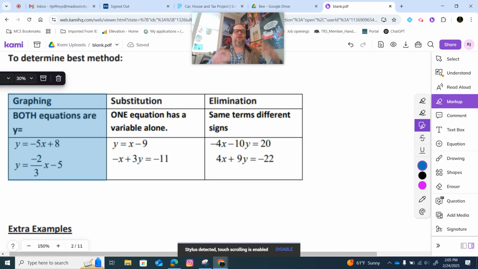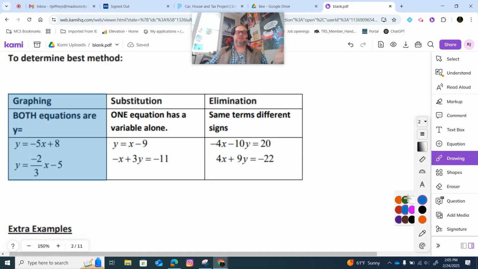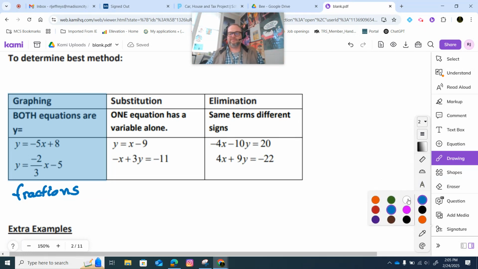All right, so graphing. If both equations are y equals, and there are fractions, I know I'm not going to set them equal to each other. If there are fractions, I'm not going to try to use -2/3 to do that. Okay. Substitution.